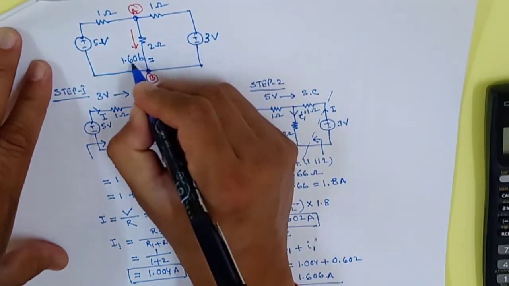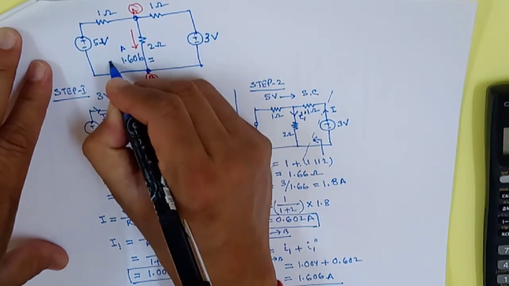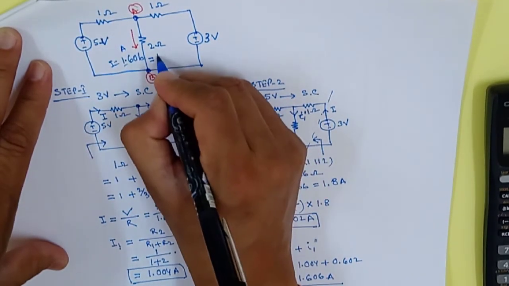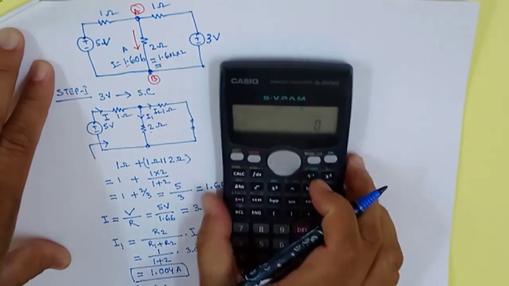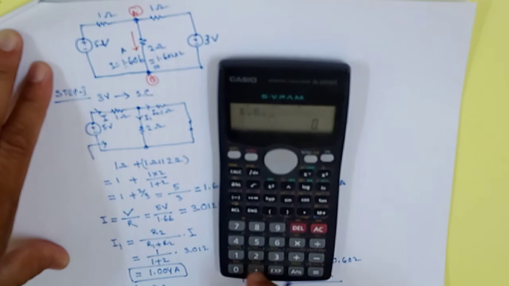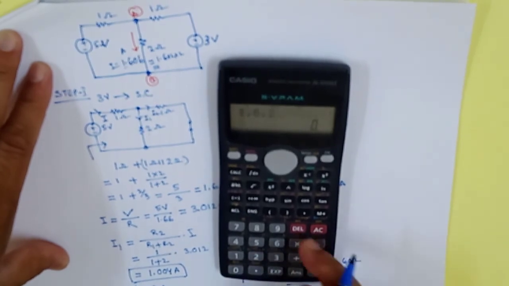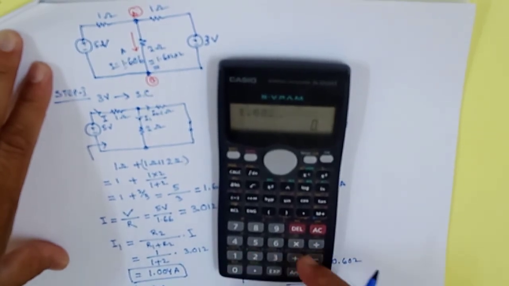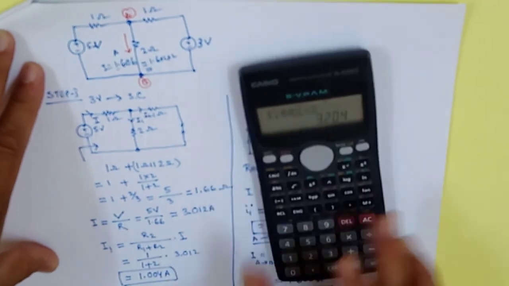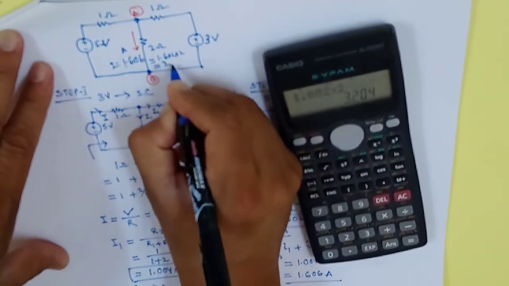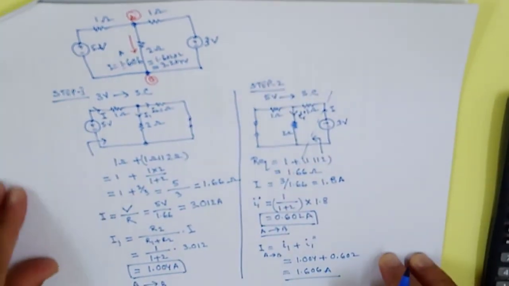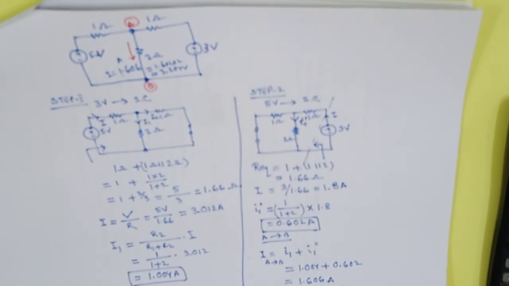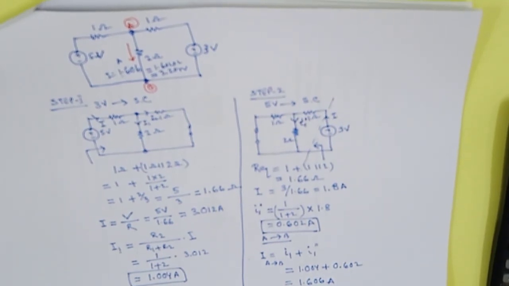If anyone asks you to calculate the voltage across these A and B points, then what you have to do? Just multiply this current, this is the ampere, this current into this 2 ohm resistance, 1.602 into 2. Just calculate 1.602 into 2. The voltage you will get is 3.204 volt. So this is the basic procedure how to solve the superposition theorem.